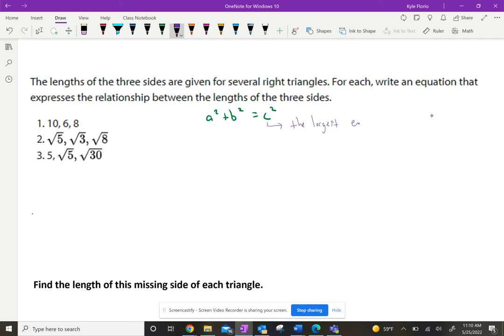Not the largest side. It doesn't matter which you choose for A and B, but it does matter that C is always the largest.